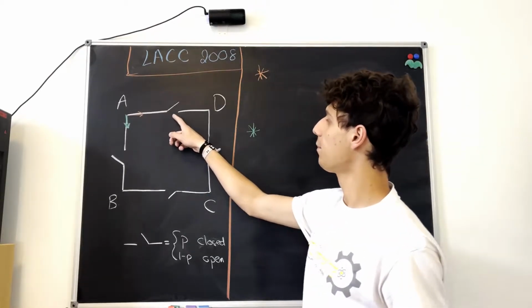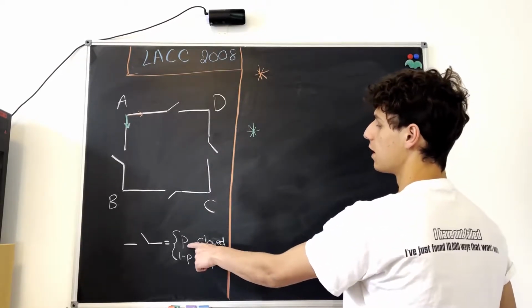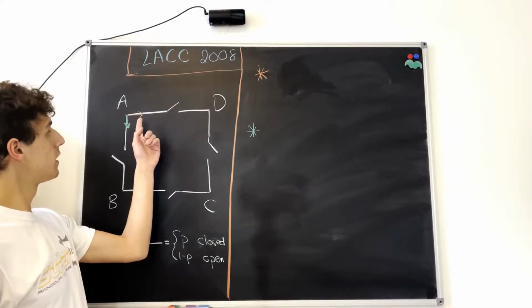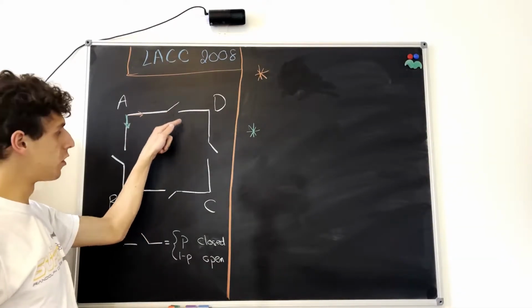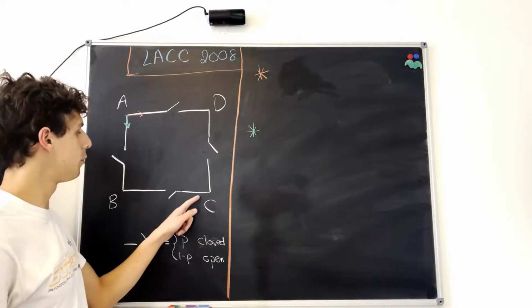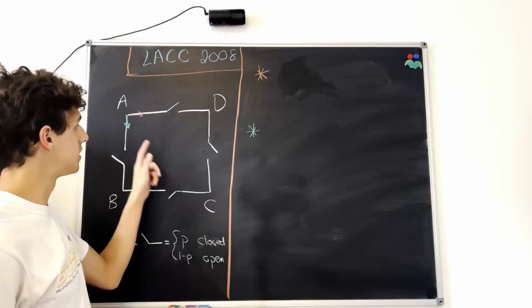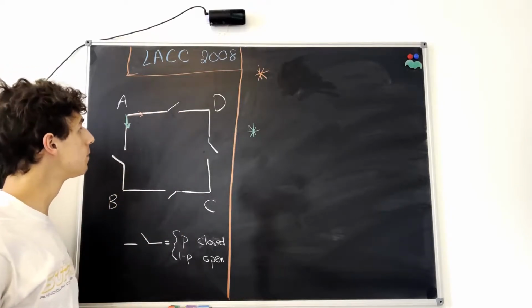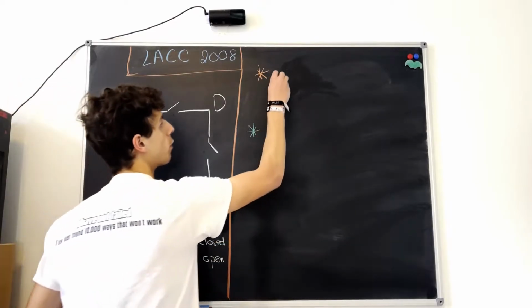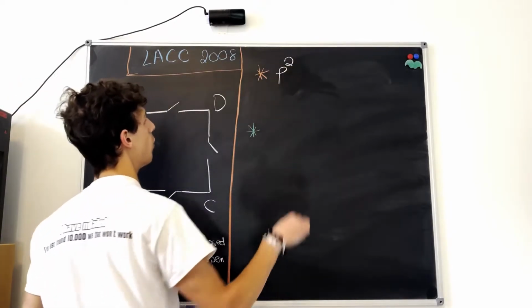If we go this way, we have a P chance of this circuit being closed and a 1 minus P chance of it being open. So if we're going this way, we run into this switch first and then this switch second. And if the circuit is open at any time, we don't reach vertex C going in this orange direction. So both of these switches have to be closed, which means we're working with a probability of P squared here.